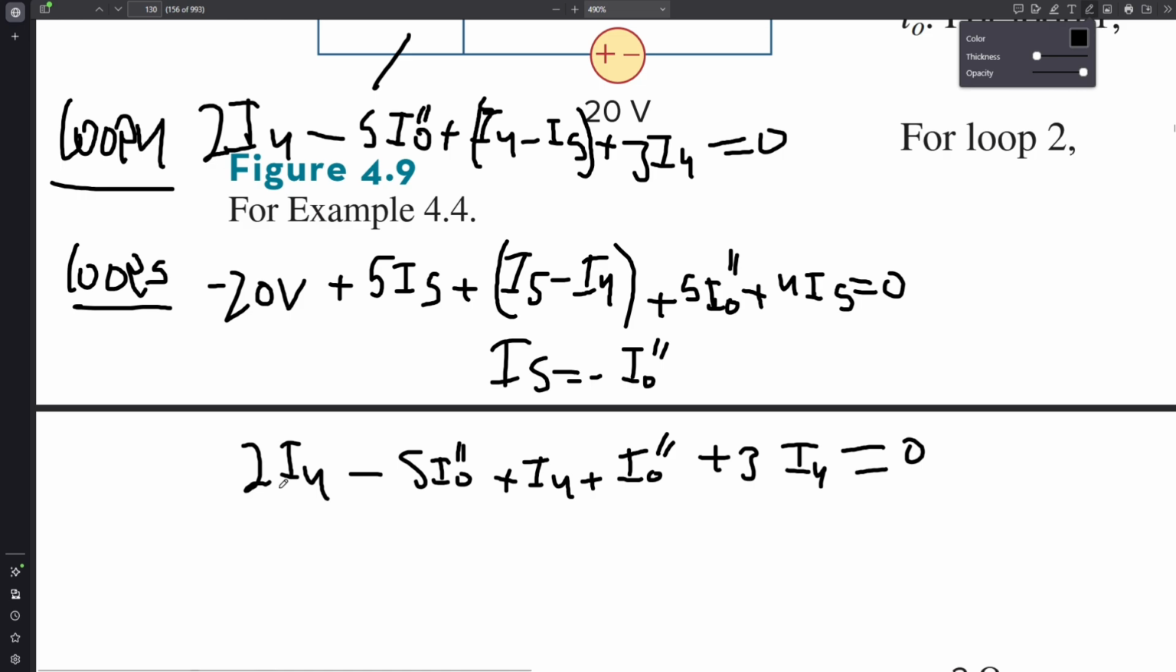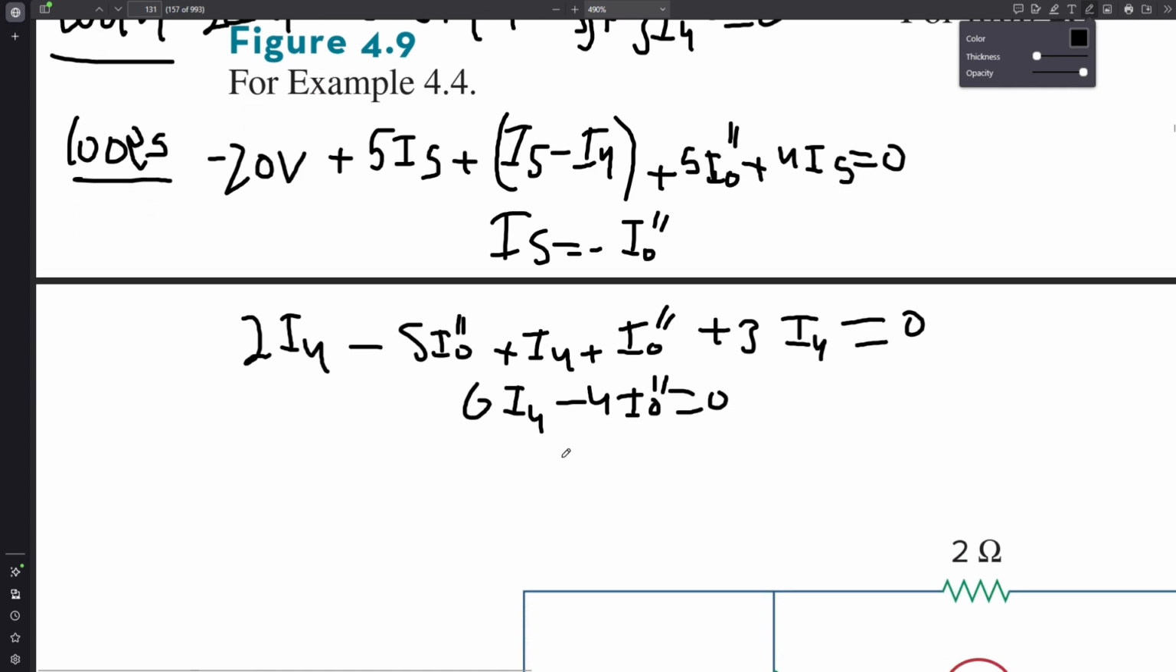Now simplify this, you have 2 here, 1 here, and 3 here, that's 6I4, and here you will have negative 4I0 double dash equals to 0. Okay, now that will be 6I4 equals to 4I0 double dash. Now let's make I4 equals to 4 over 6 I0 double dash.